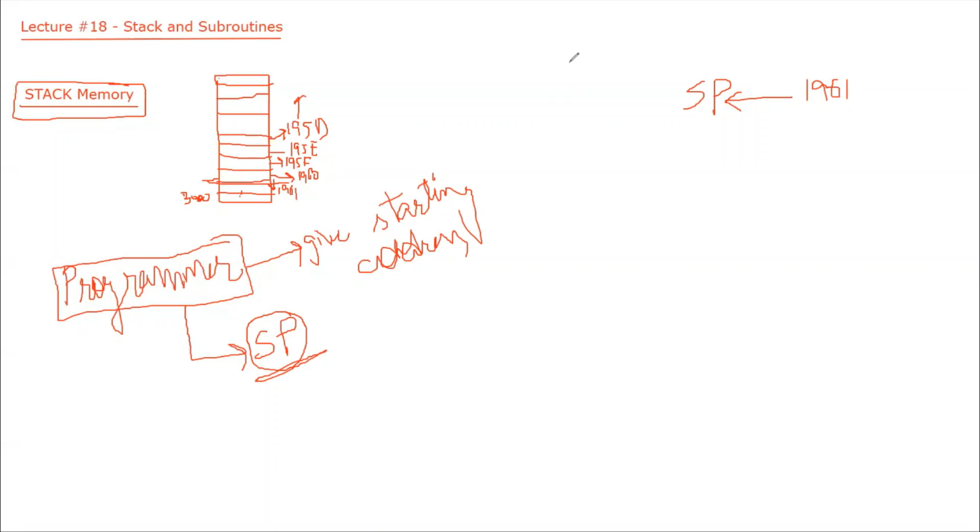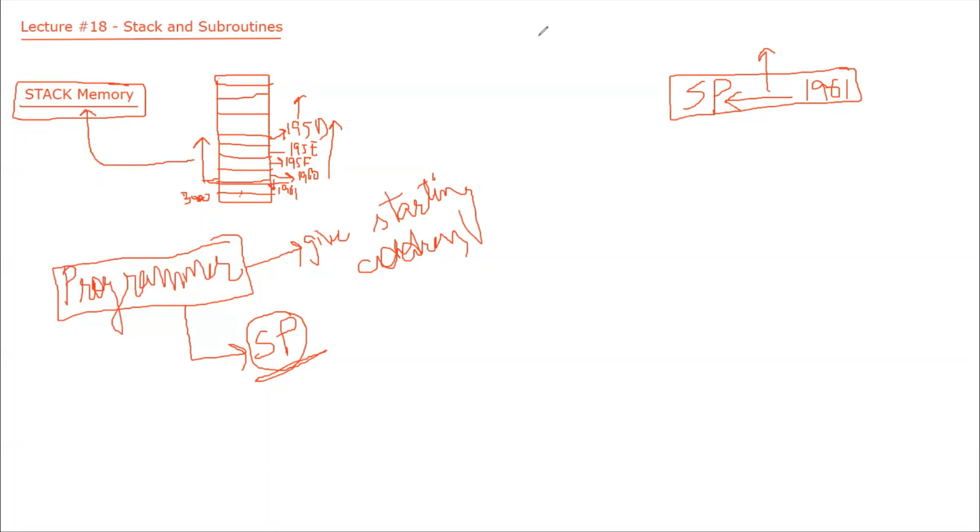However, please keep in mind that when we are initializing a stack pointer, the memory that is down, in a sense the lower addresses, for example 1960, 195F, 195E, 195D, these particular memory locations can be used as a stack memory.